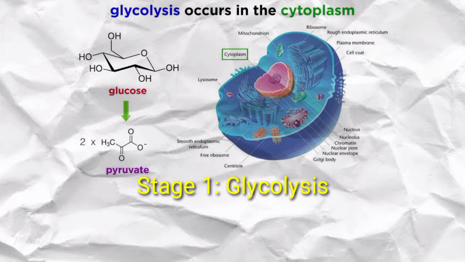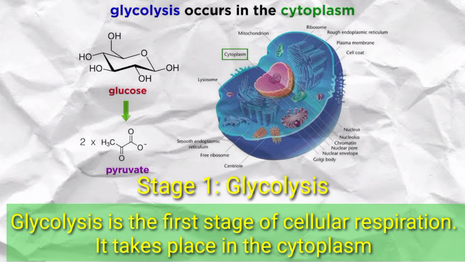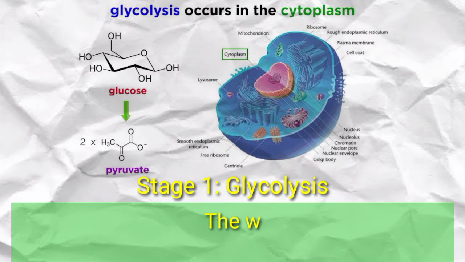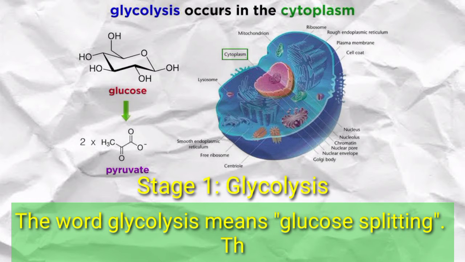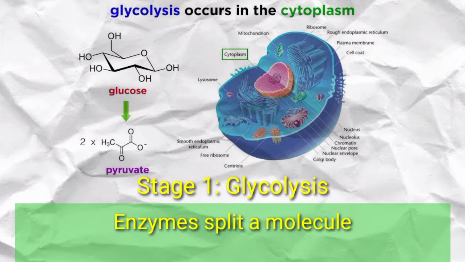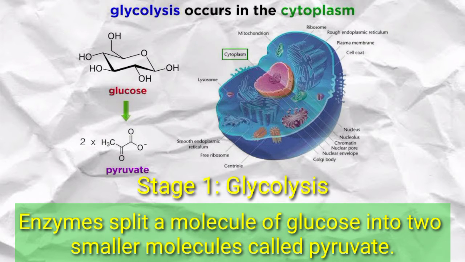Stage 1. Glycolysis. Glycolysis is the first stage of cellular respiration. It takes place in the cytoplasm of the cell. The word glycolysis means glucose splitting. That's exactly what happens in this stage. Enzymes split the molecules of glucose into two smaller molecules called pyruvate.